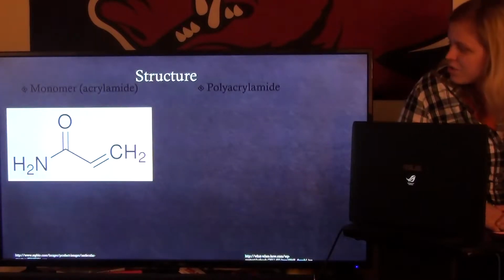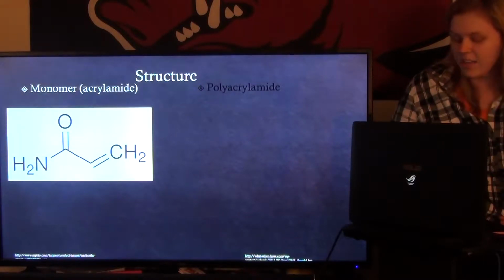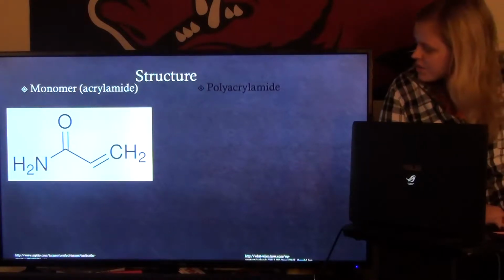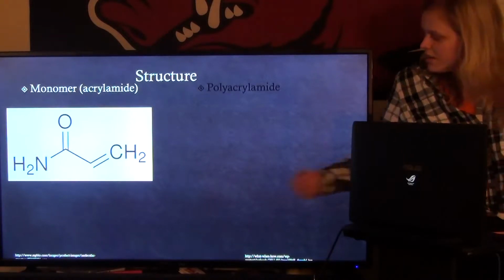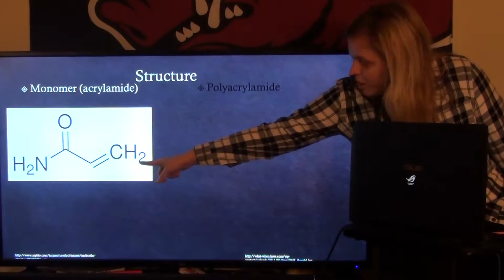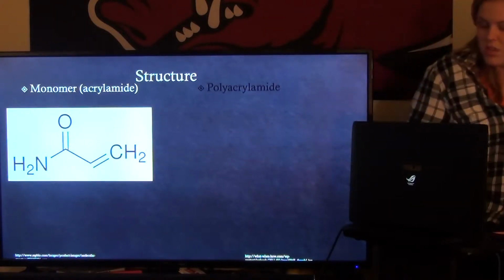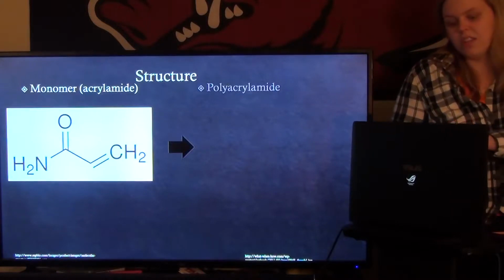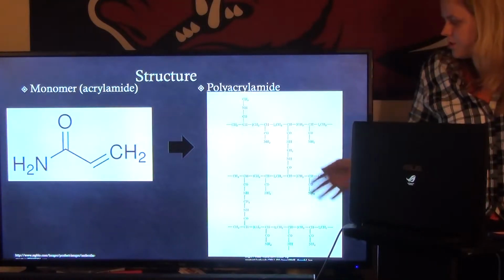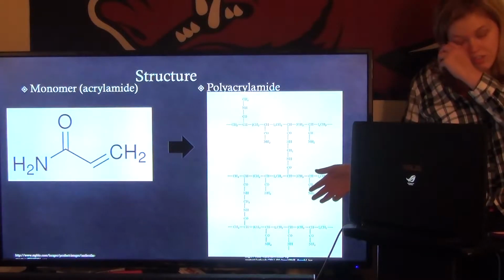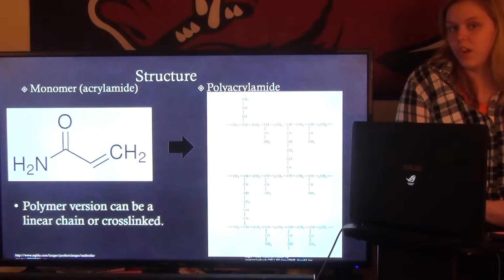So we're going to look at the structures. Every polymer has a monomer, so that's acrylamide. That is the monomer. What's going to happen when it forms the polymer is this double bond is going to break right here, and it's going to allow for connections. So going into the polymer, boom, lots of monomers right here. And this is actually the cross-linked version of the polymer, and it could be cross-linked or a linear chain.